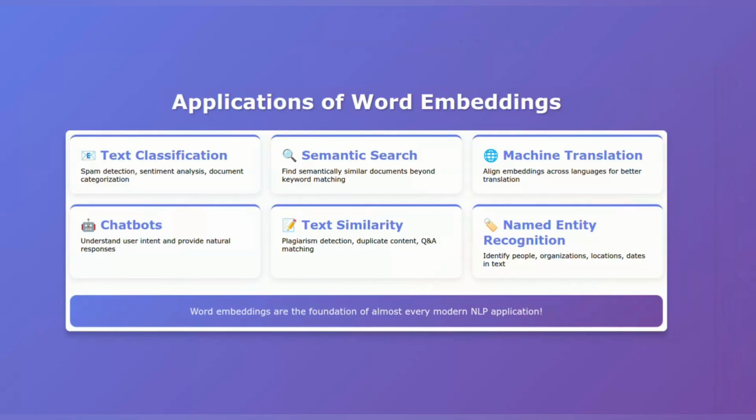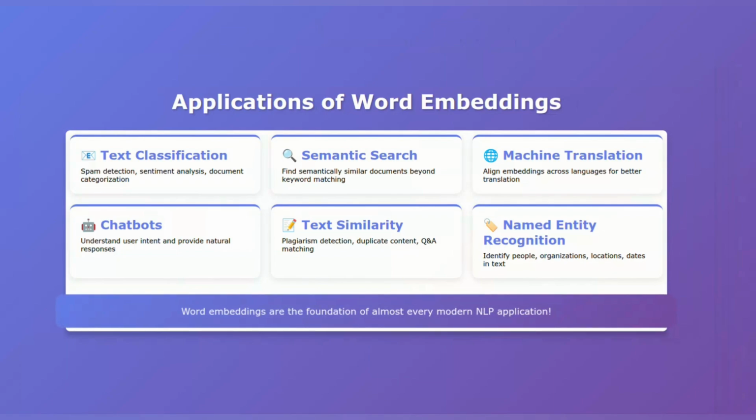Chatbots and conversational AI. Embeddings help chatbots understand what users actually mean, not just the exact words they use. This makes conversations feel more natural and intelligent. Text similarity and paraphrase detection. Measure how similar 2 pieces of text are. This is used for plagiarism detection, finding duplicate content, or matching questions to answers. Named entity recognition. Identify and classify entities like person names, organizations, locations, and dates in text. Embeddings provide the semantic understanding that makes this accurate. These are just some examples. Word embeddings are used in almost every modern NLP application.